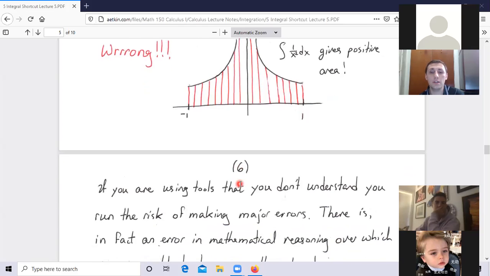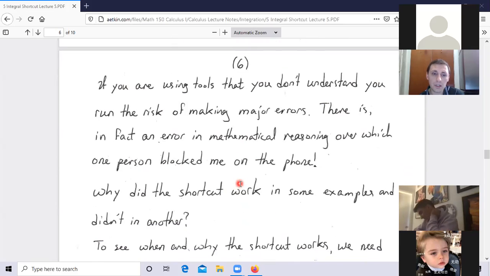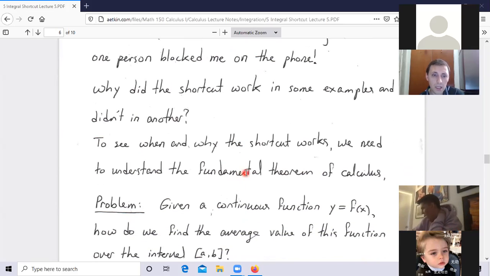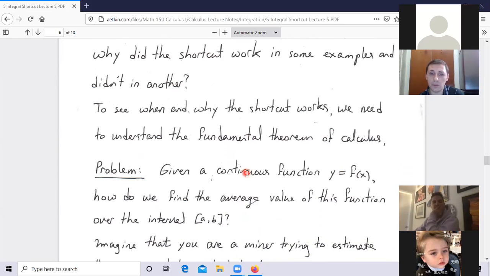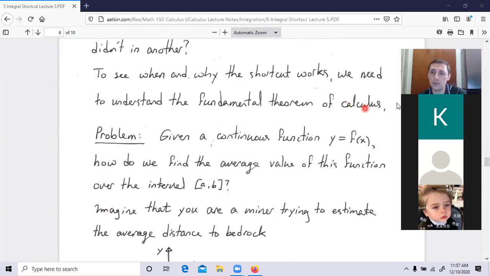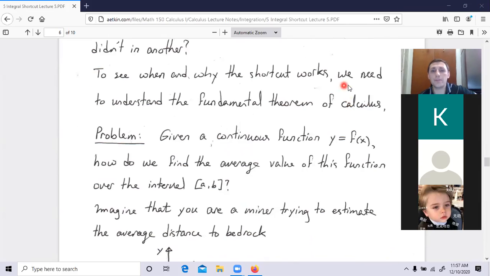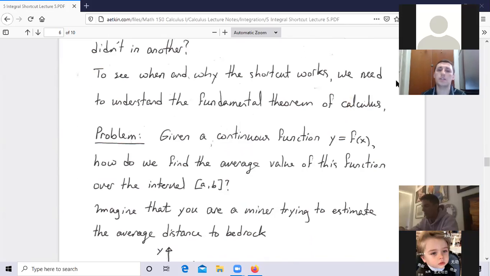Why doesn't it work? Right now we haven't really understood why the shortcut is working. So that's really our next goal: why does the shortcut work and when does it fail to work? Let's try to get a grasp of that. First problem to answer that question: given a continuous function, how do we find the average value of this function over the interval AB?